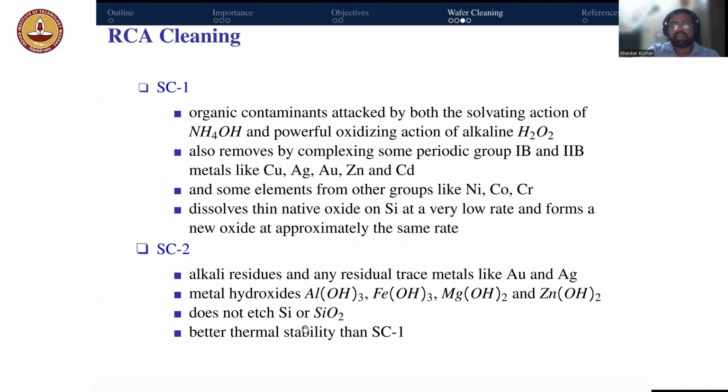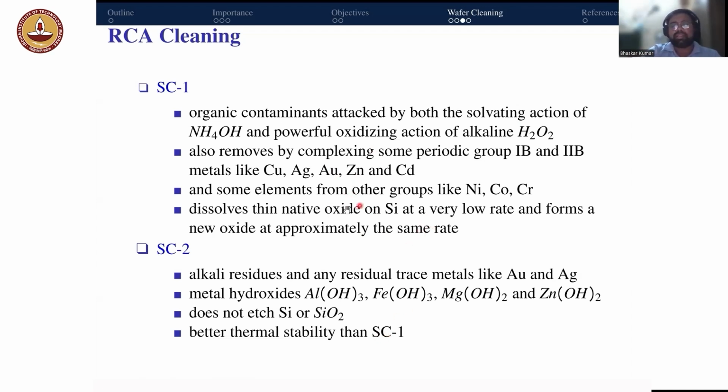It also attacks the metal hydroxides and removes them, but it does not have the oxidation property of SC1, and it does not etch the Si or the SiO2. However, SC2 has better thermal stability than SC1.